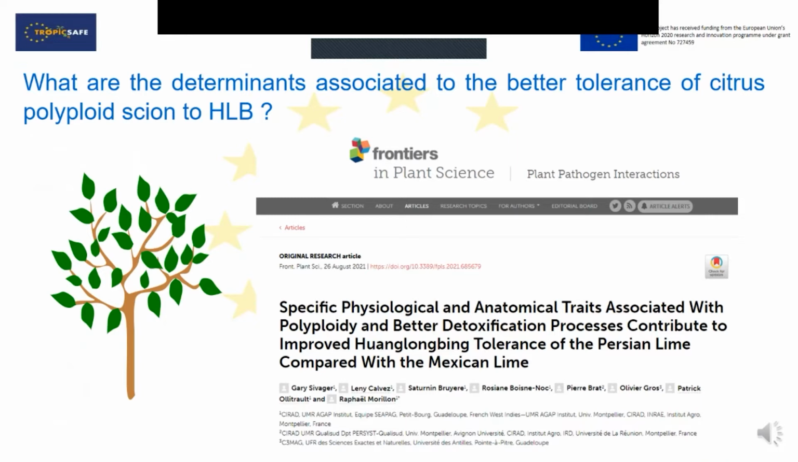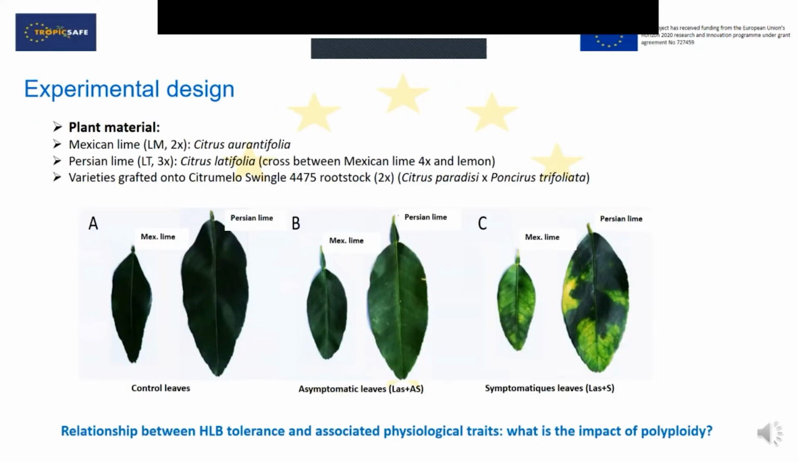So I will present two results we published in Frontiers in Plant Science, comparing two limes, the Mexican lime, the diploid one, and the triploid, the Persian lime. We wanted to try to understand why the Persian lime presents quite a strong tolerance to HLB. Of course, it is not resistant, but if you manage the trees, you can manage triploid limes.